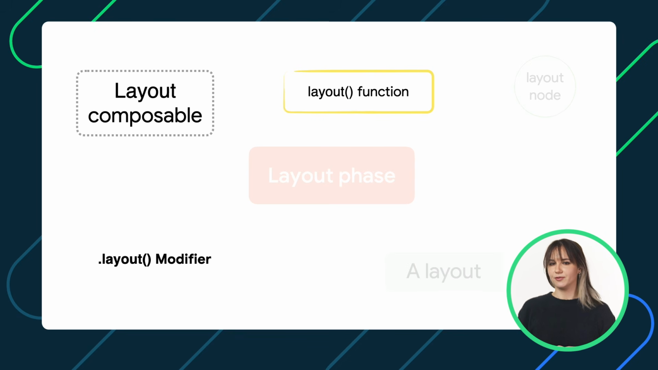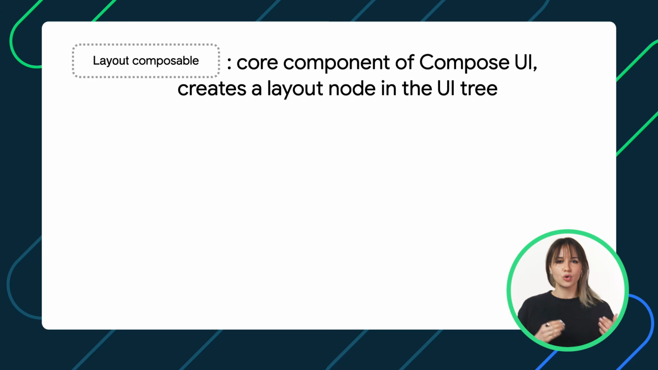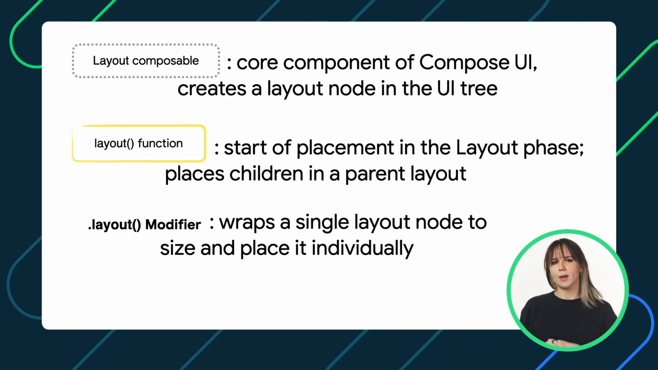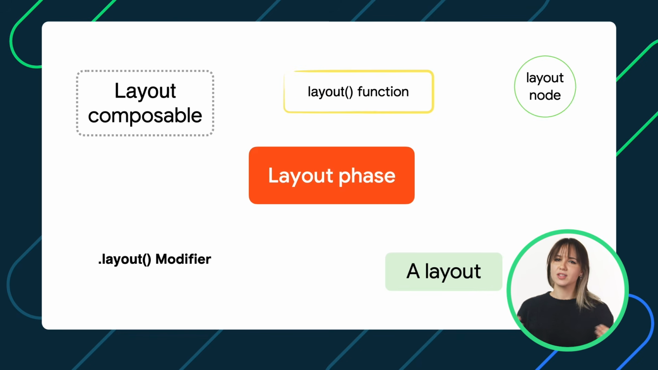Let's quickly break them down first. A more in-depth explanation of these terms awaits later in the episode. Layout composable, the core component of the Compose UI, which creates and adds a layout node in the Compose UI tree. Layout function, the starting point of placement, which is the second substep of the layout phase that places children in the parent layout. Layout modifier, a modifier that wraps one single layout node and allows sizing and placing it individually.